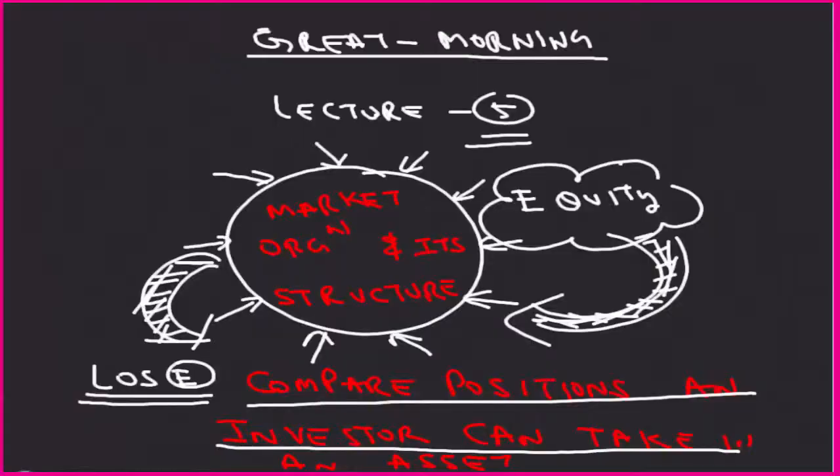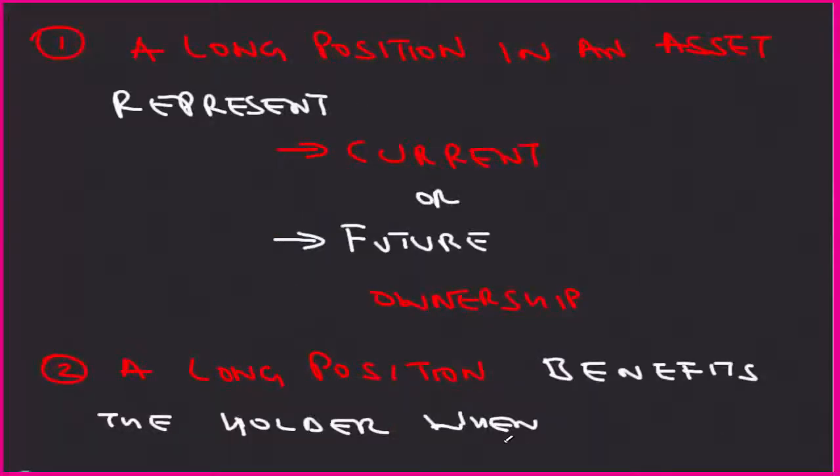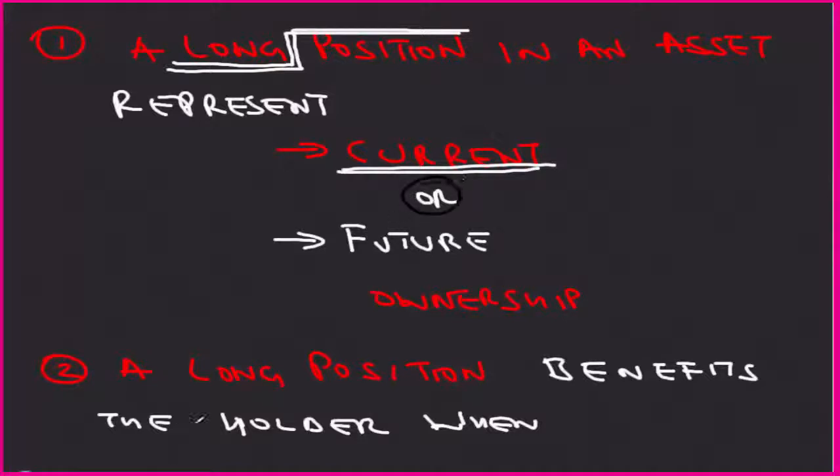I have written only 3 or 4 points. The first point is: a long position in an asset represents, now what is the meaning of long position? A long position in an asset represents current or future ownership. All words are very important. A long position in an asset represents current or future ownership.